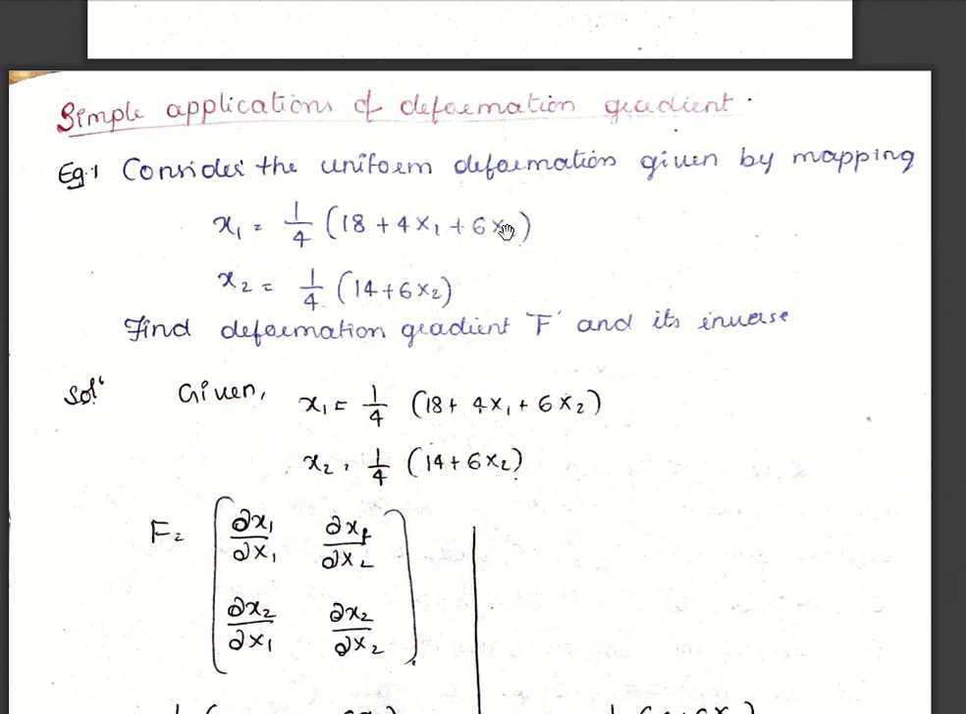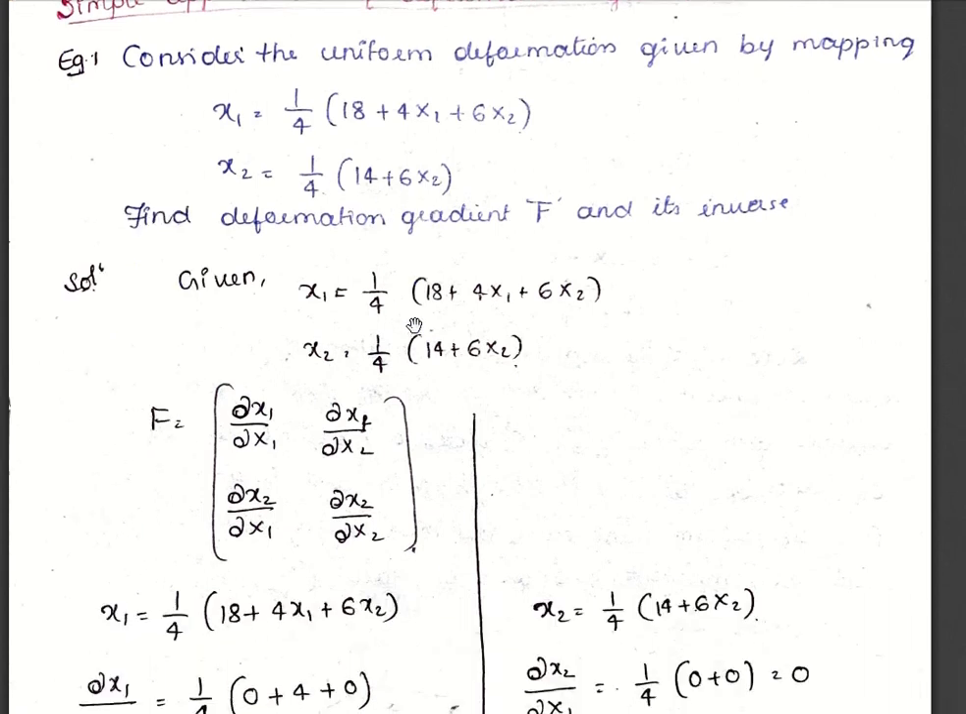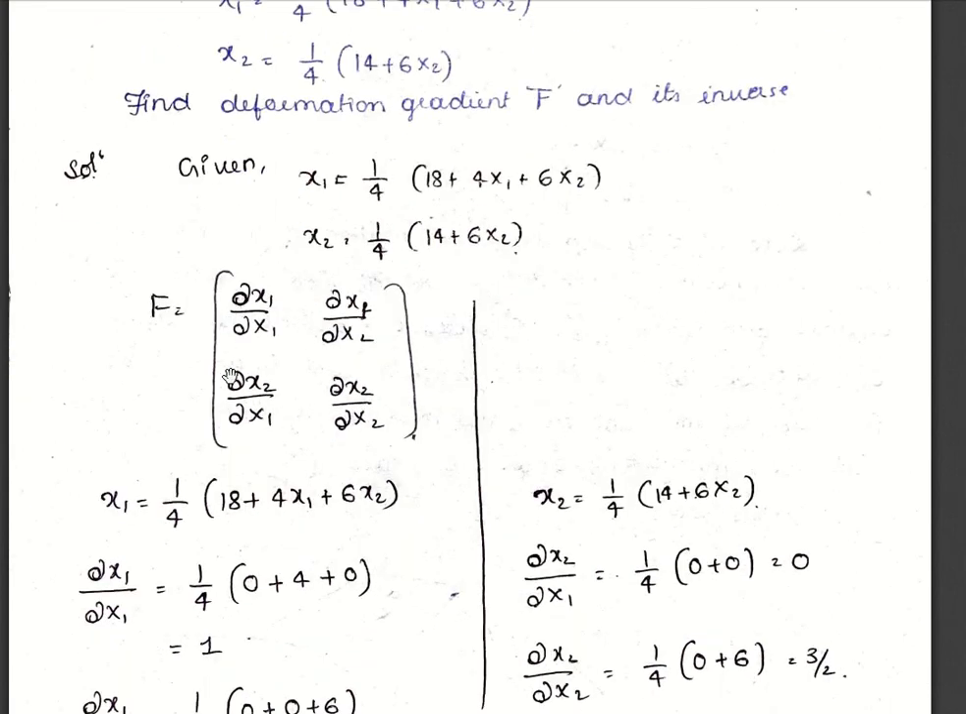Consider the uniform deformation given by the mapping x1 equal to 1 by 4 into (18 plus 4 X1 plus 6 X2). Here small x represents the spatial description, and capital letters represent the material description. So x2 is equal to 1 by 4 into (14 plus 6 X2). Find the deformation gradient F and its inverse. We have x1 like this, x2 here. As a two by two matrix, because it is a two dimensional problem, we can write the deformation gradient.